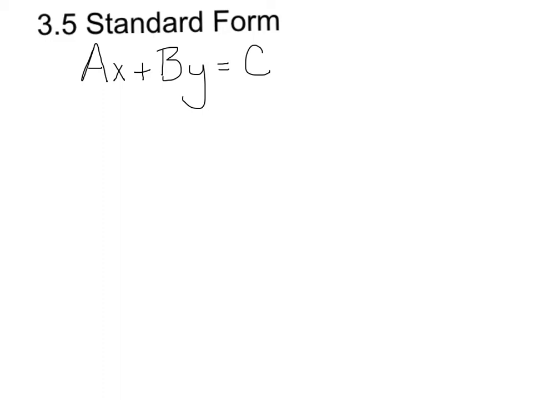That is standard form. Standard form is when you have a coefficient of x, a coefficient of y, and it's x and then your y term, and then equals your c, which is your constant. So, for example, this would be an equation in standard form: 3x plus 2y equals 6. That is in standard form.